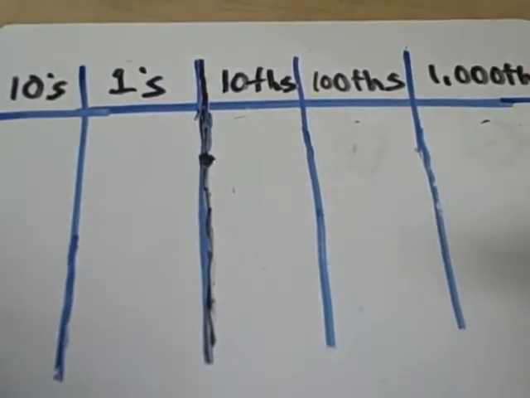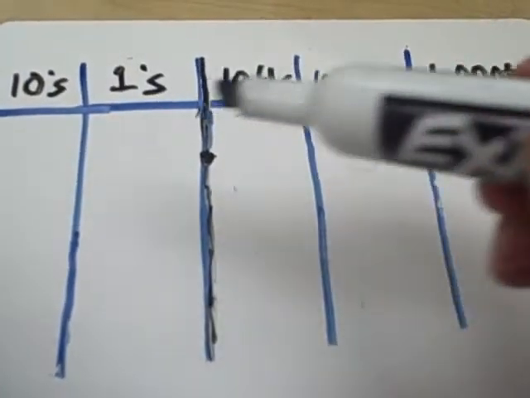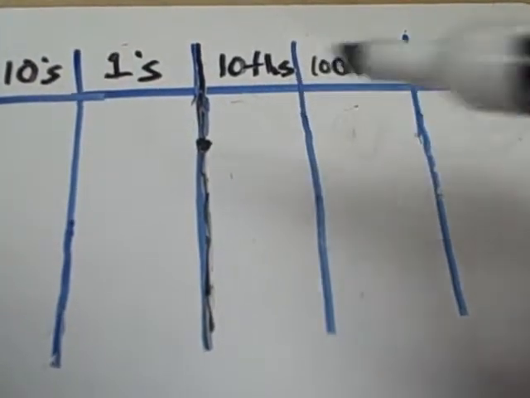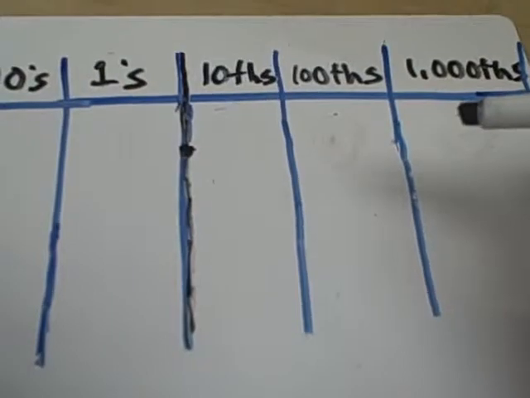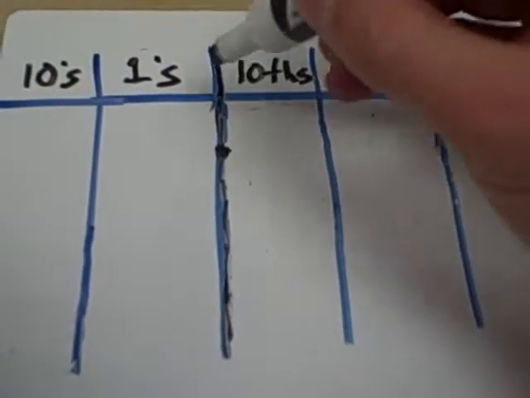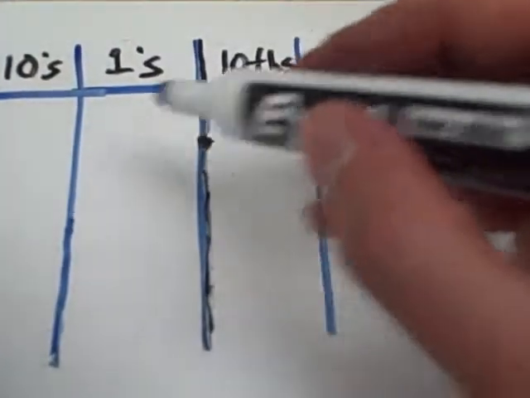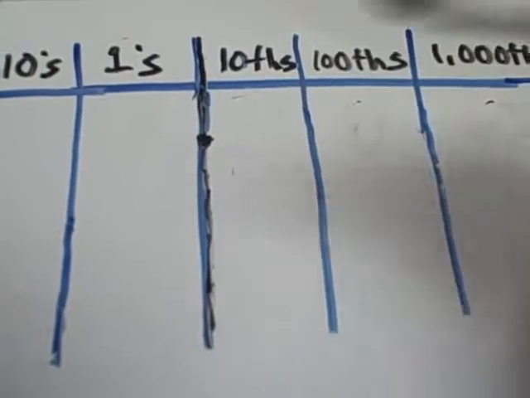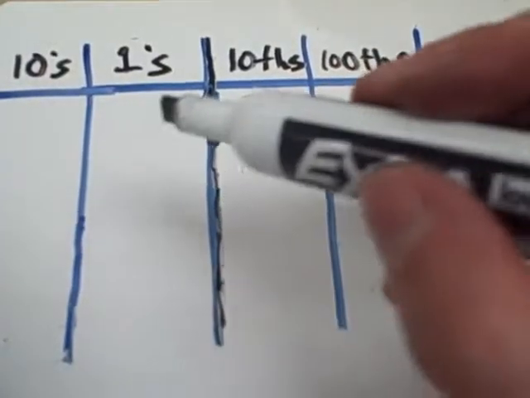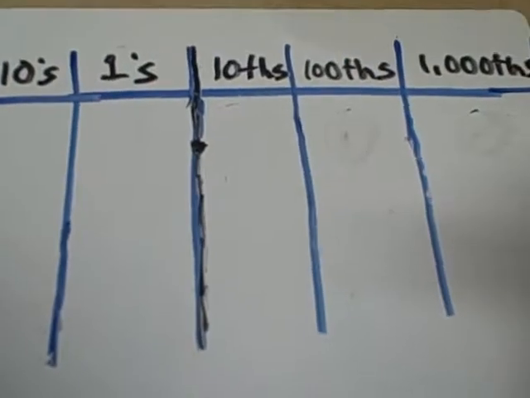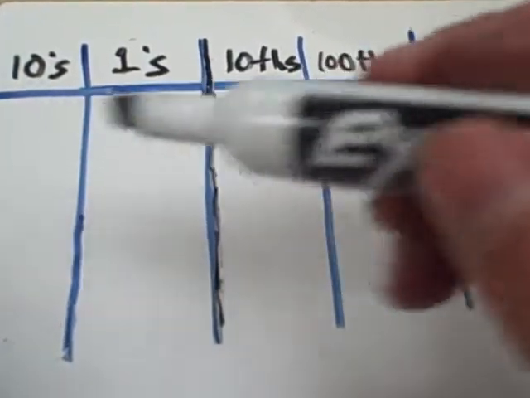Here is a place value chart. We've got your tens place, your ones place, your tenths place, your hundredths place, and your thousandths place. The decimal point goes here, in between the ones place and the tenths place. Notice that every time you move to the right in the place value chart, you're actually dividing by 10.